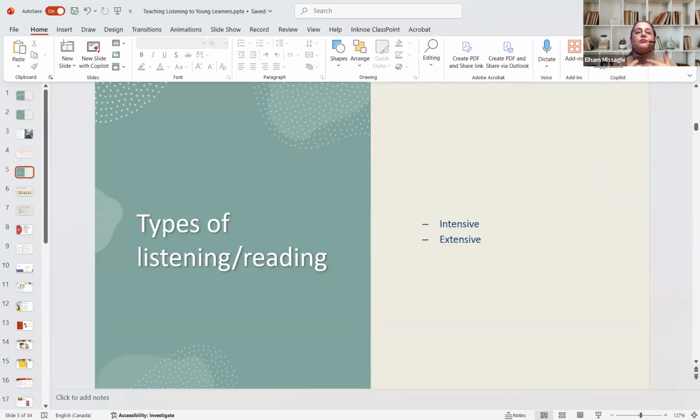So in extensive, it mostly depends on their own taste, the student's taste, and they can choose to listen to it for 1 hour or 10 minutes every day or once a week. So they have the material and they can click on it or download it and listen to it. But intensive is like an assignment and study in the class. That's the main difference between these two.